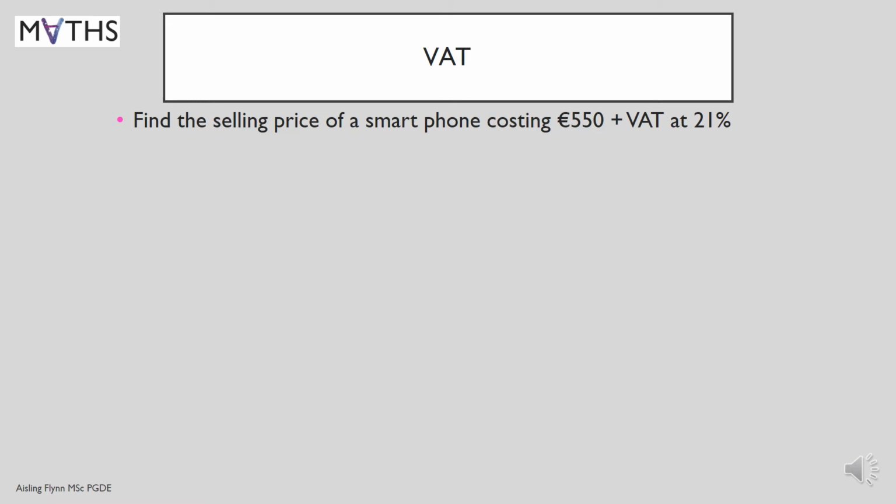Find the selling price of a smartphone costing €550 plus VAT at 21%. So how to do this? Well, first we need to calculate the VAT. The VAT is 21% of 550. Okay, so I like the fraction representation of percentages, 21 out of 100. I'm going to multiply 550 by 21 divided by 100 on my calculator, and I get €105.